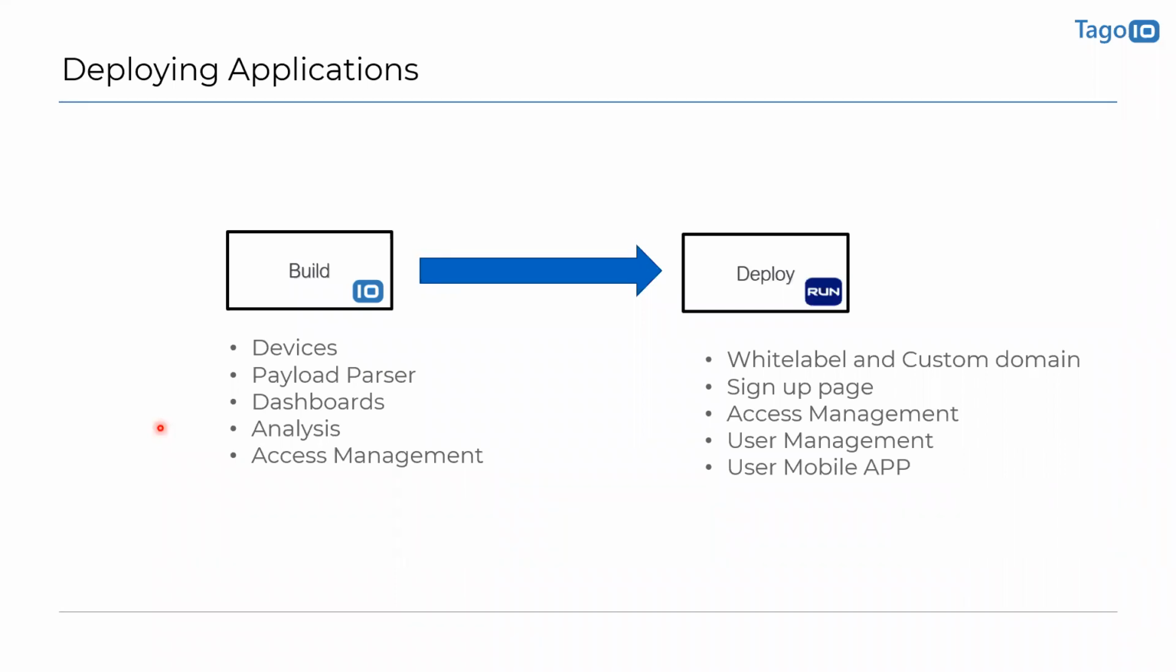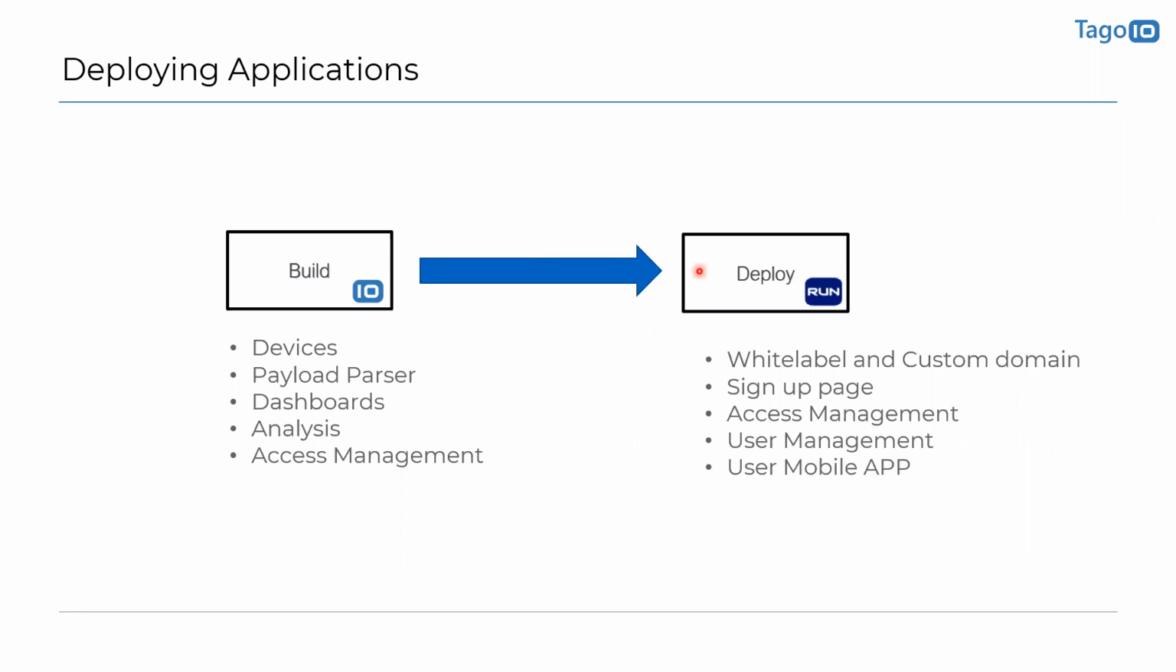to analyze data from your devices and get average values and other more complex logic, and also to set up your access management for your users to have the correct access on the correct entities of TagoIO. Once you have all this done, you can deploy your solution using TagoRUN.